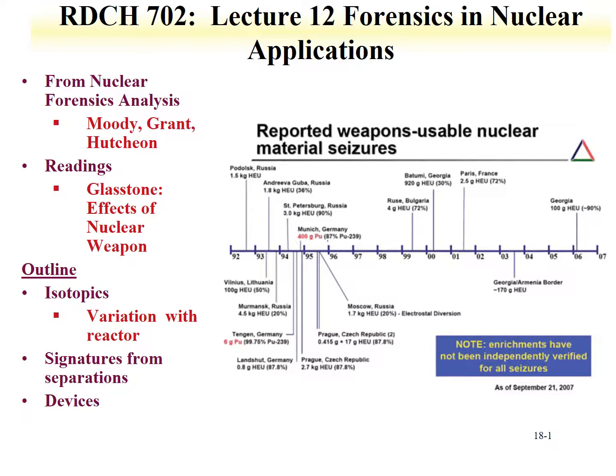The bulk of the lecture material is available from Nuclear Forensics Analysis, which is a book by Moody, Grant, and Hutcham, and it overviews many topics in nuclear forensics. The readings one can go and evaluate for this lecture are available from Glasstone, Effects of Nuclear Weapons, which will be linked to the web page.